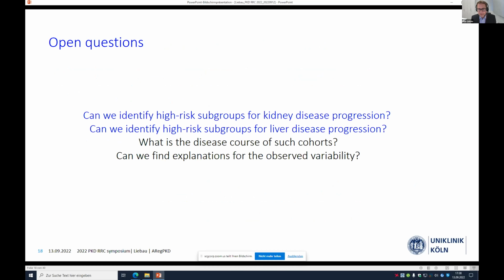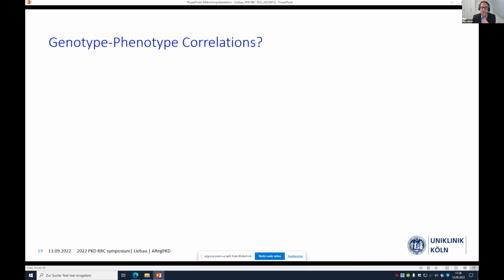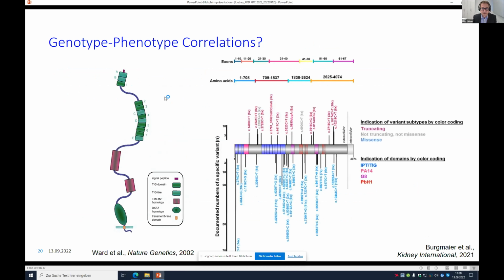So second, what about the liver? And here we looked at genotype-phenotype correlations. Just very briefly, what we did is we sort of cut the protein into 4 pieces because we also wanted to have it easy to use in clinical daily life. And these 4 sections were chosen because of the exons and the protein domains, and because of the data that was previously published on the distribution of variants.